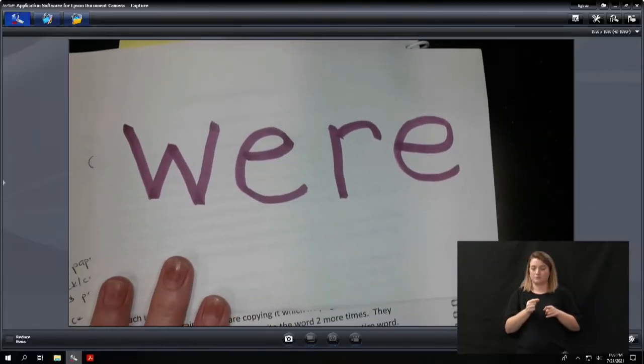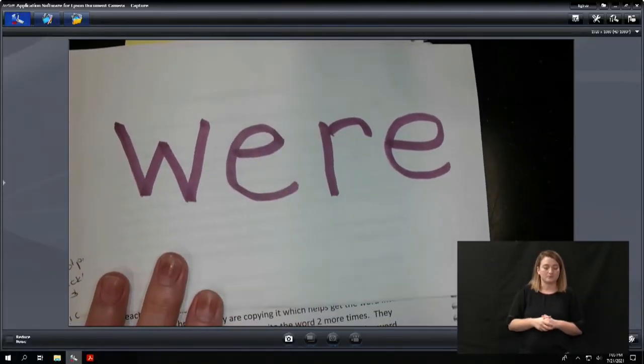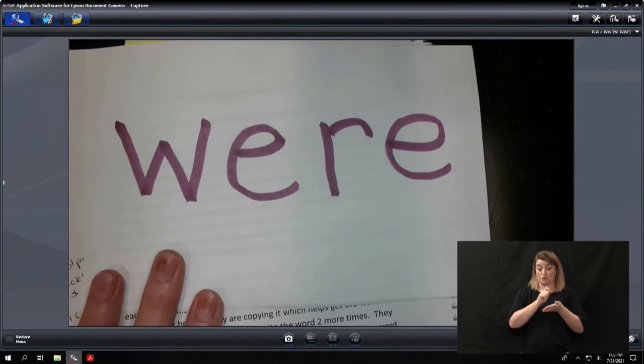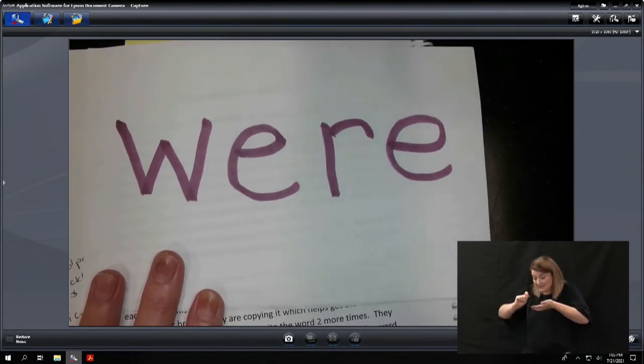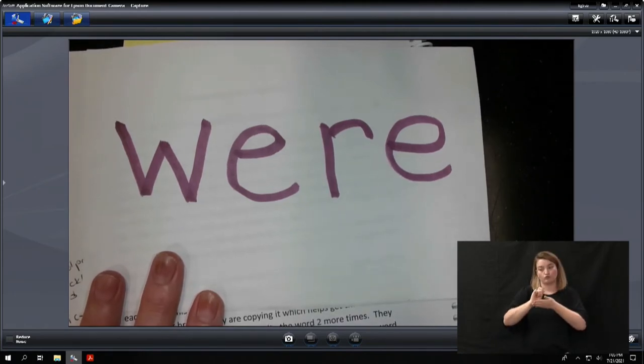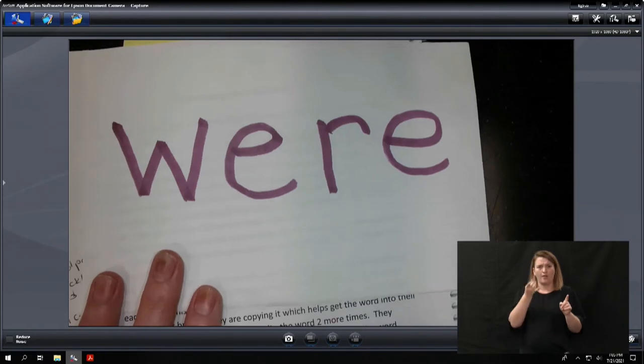Okay? All right. So if we look on page 94, when I'm introducing a new red word, I'm going to show the word to the students. So here's my word, were. Notice I wrote it in red. You can choose your own color, if you don't want to call them red words, but write it in a different color so that they know that it's a word that doesn't play fair. It does not follow the rules.